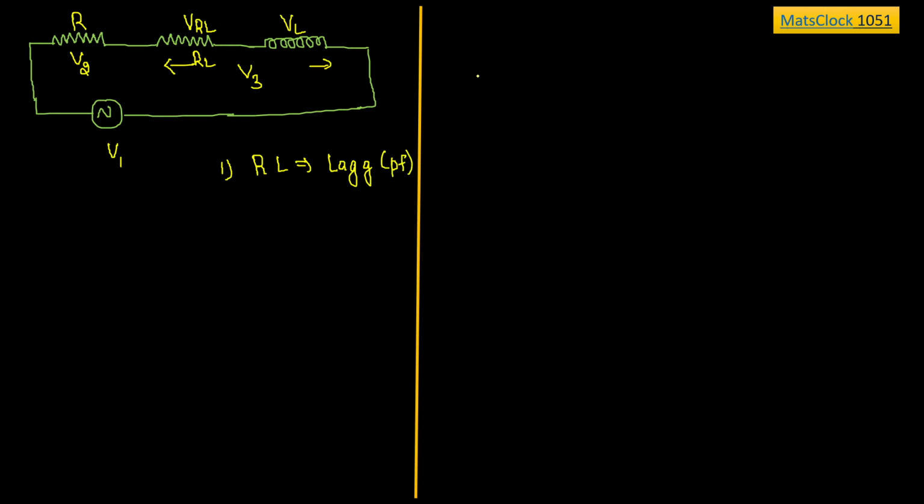Lagging means what? If I try to draw the phase angle difference between the supply voltage and the current, let me assume the injected current is I. The same current will be flowing through the entire network. Do remember this. You have to draw the phasor first. So what I understand here is that the current is lagging the supply voltage by an angle theta. First conclusion. Yes or no? Yes sir.